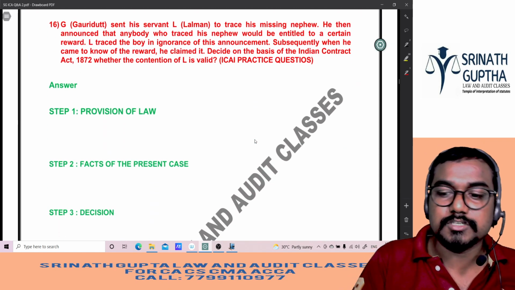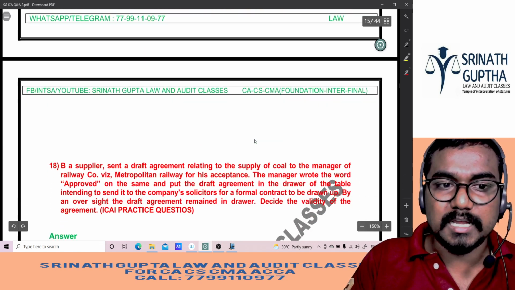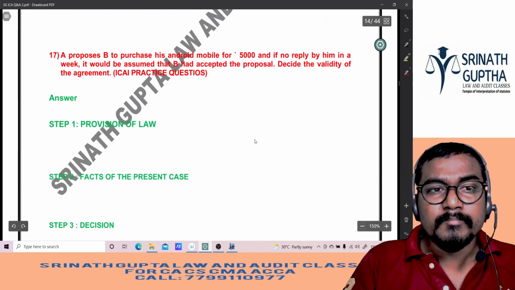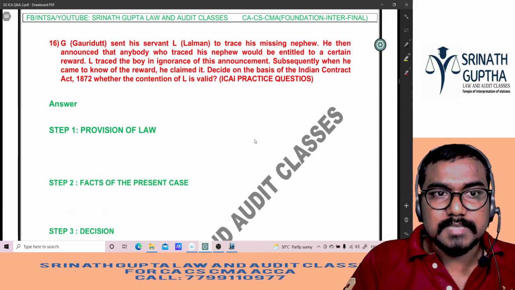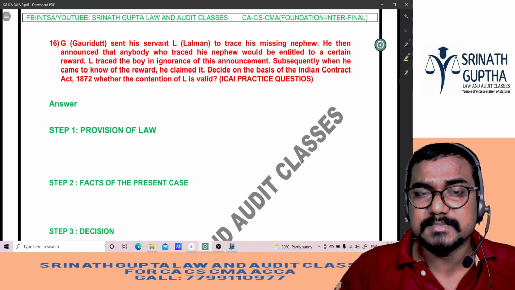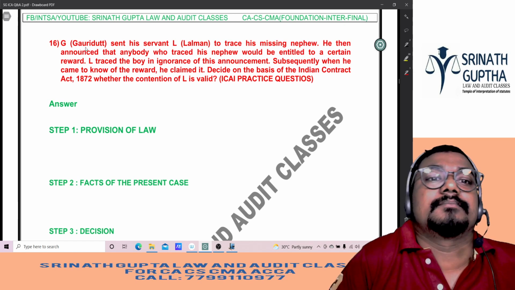Next question, beta, question number 16. I say practice question. This question has not yet come in the exam, but it may come in the exam, beta. So what happened in this question, beta? The Gauri Dutt and Lalman Shukla case law is there. Where, beta? This case law we have discussed in. When have we discussed it, beta?